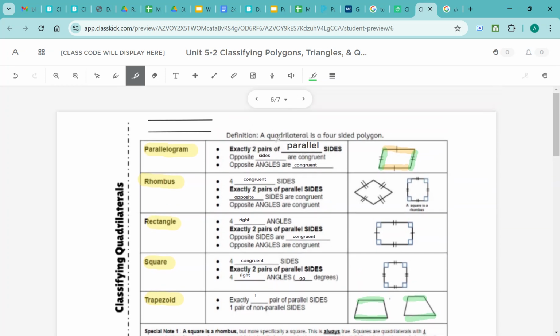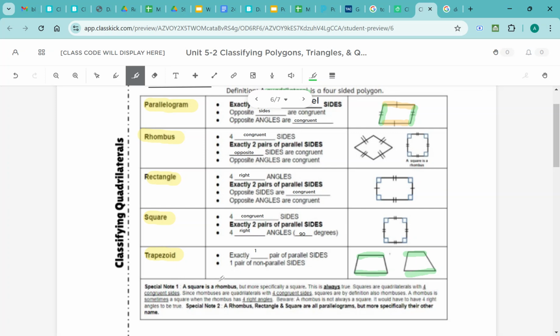Okay, sorry, I didn't even go over that. A quadrilateral, all of these are quadrilaterals, guys. All of them have four sides. So there can be a lot of different types of quadrilaterals.